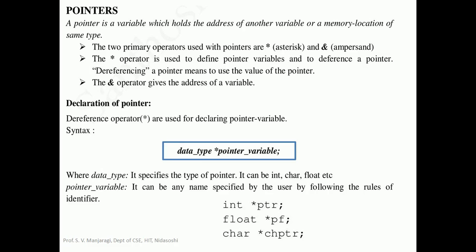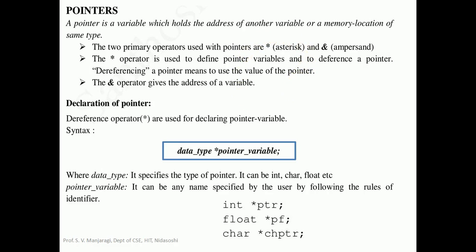Here basically in pointers we make use of two operators, that is asterisk and ampersand. Asterisk is basically used to define the pointer variable, and also it is used to dereference the pointer. So dereferencing a pointer basically means to use the value of the pointer. If you want to get the value of a pointer, we make use of the asterisk, and the ampersand is basically used to take address of a variable. If you want to get the address of a variable, we can make use of ampersand operator.